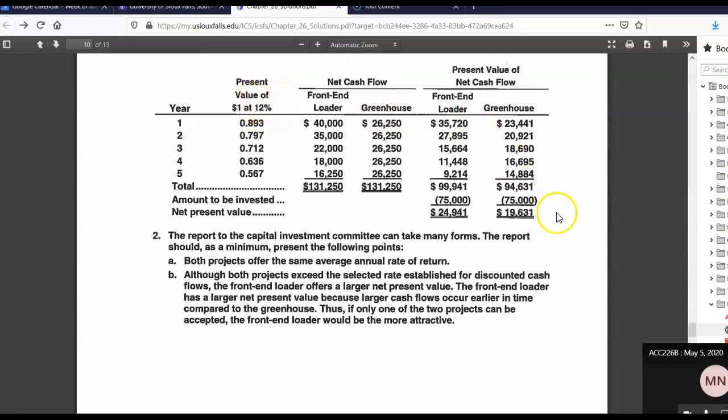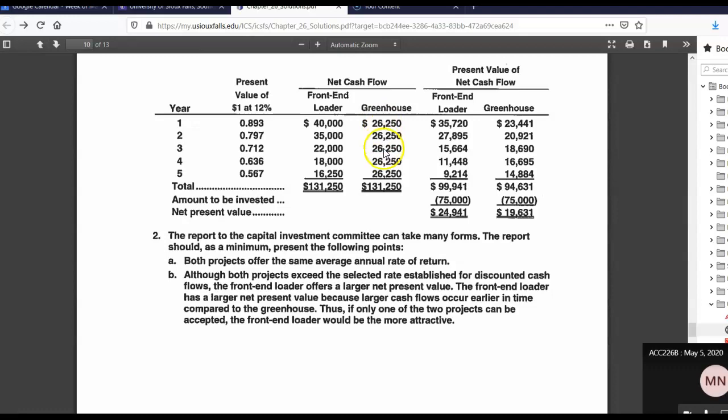Both of them are above the 12%. Just want to point something out so you see how these present value factors work. Notice here, 0.893. So what we're saying is, if we're going to get, let's just use this one, 26,250 in 1 year, what is that worth today? Well, that's worth 23,000. So if I put 23,000 in the bank today, don't touch it, it'll grow 12%. At the end of 1 year, it'll be 26,250.